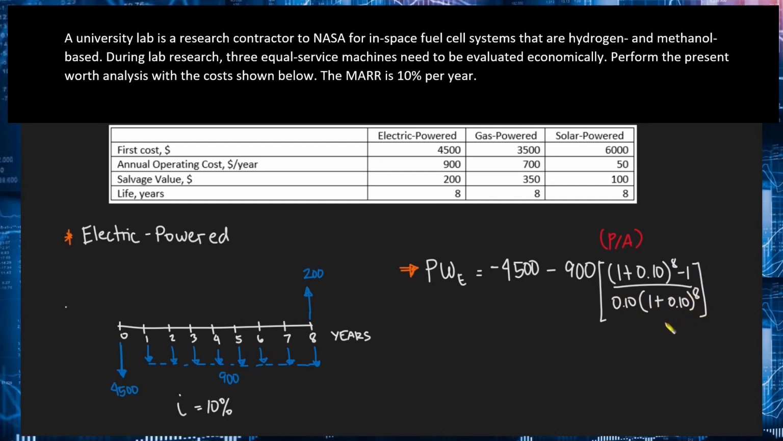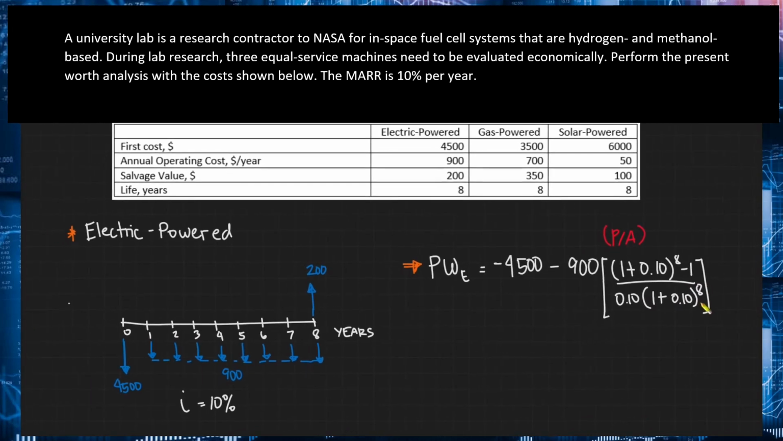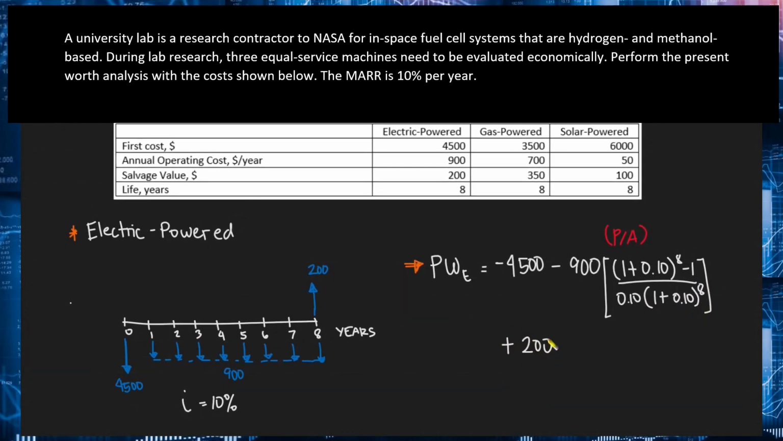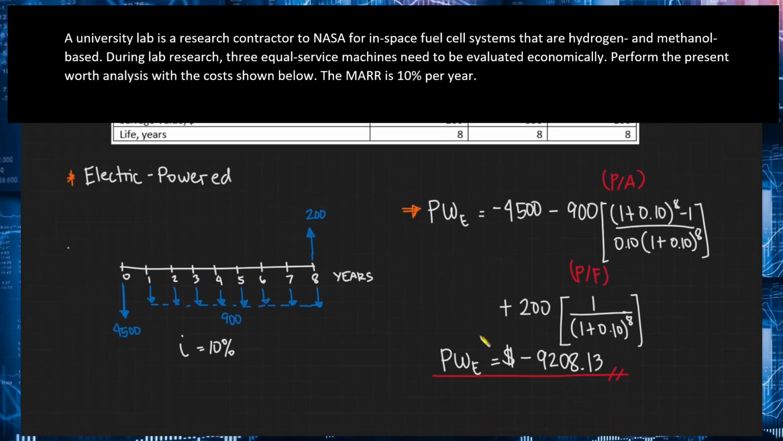And then for the present worth of the salvage value, so take note, positive yung sign niya. And to get the present worth, gagamitin lang natin yung single payment present worth factor or yung P/F factor. That is simply 1 over (1+i)^n. So in total, the present worth for the first alternative is equal to negative $9,208.13. Now, take note na negative yung lumabas na value. Ibig sabihin, cost ito. Okay?